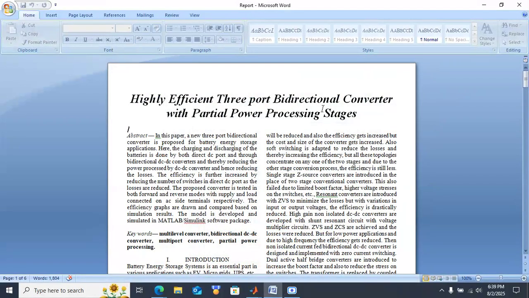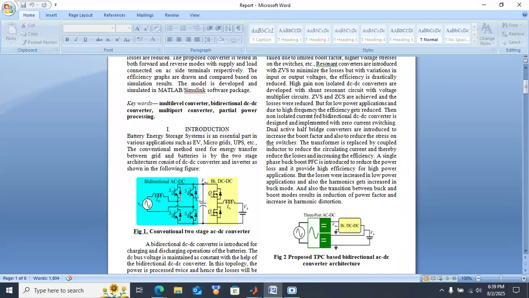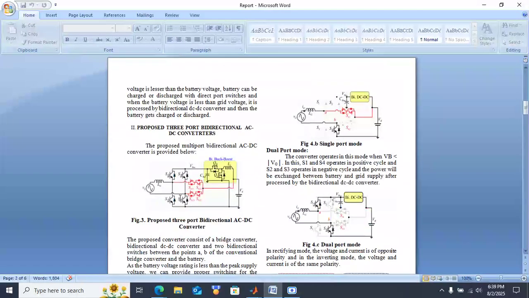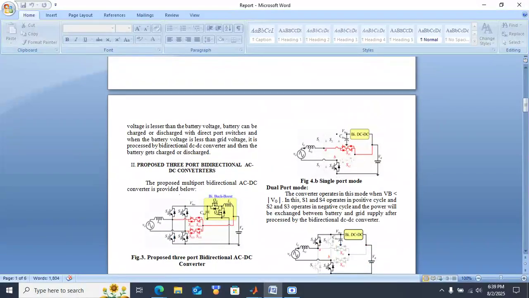This is a highly efficient three-port bidirectional converter with partial power processing stages. What does partial power processing stages mean? The power will be processed, that is either AC to DC conversion, DC to DC conversion, or DC to AC conversion. The power will be processed partially. Other than that, the power will be allowed to flow through to the load directly without any processing.